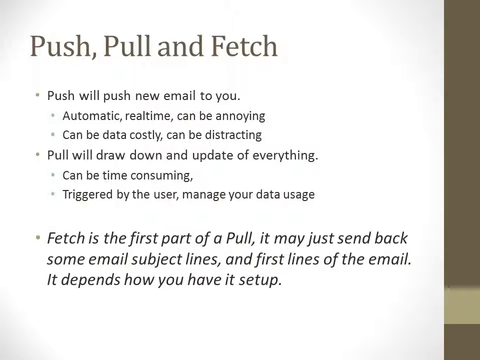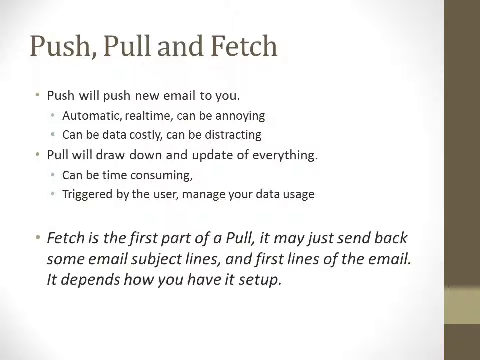When you're setting up your email, you'll commonly see these words: pushing, pulling and fetching for email. So let's just quickly describe what they are in a non-technical way. Push means that the email is pushed to you. So you can set it up to automatically get pushed to you, say whenever a new email arrives or a calendar invite arrives, or it can be pushed to you every 15 minutes or 30 minutes or half a day, depending on how you prefer to receive it. Because it's real time, it can be annoying, so they pop up unexpectedly if you've got it set to arrive as they're sent to you, and it can also be data costly or really distracting too.